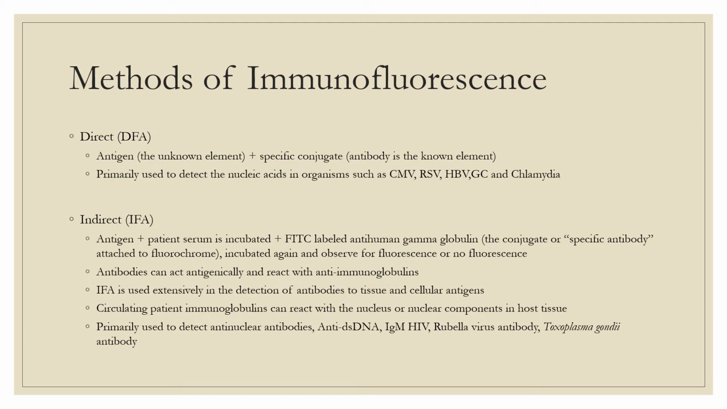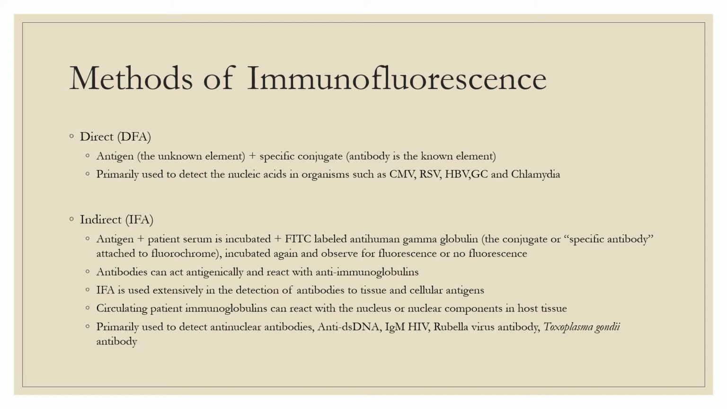In indirect fluorescent antibody testing, we have an antigen in patient serum that is incubated along with the fluorescein isothiocyanate labeled anti-human gamma globulin. This is the conjugate, or the specific antibody that's attached to the fluorochrome. We incubate again and observe for fluorescence or no fluorescence. Antibodies that act antigenically and react with anti-immunoglobulins can be observed using a fluorescent microscope. Circulating patient immunoglobulins can react with the nucleus or nuclear components of the host tissue. We saw this when we were talking about anti-nuclear antibodies in the immunology course.